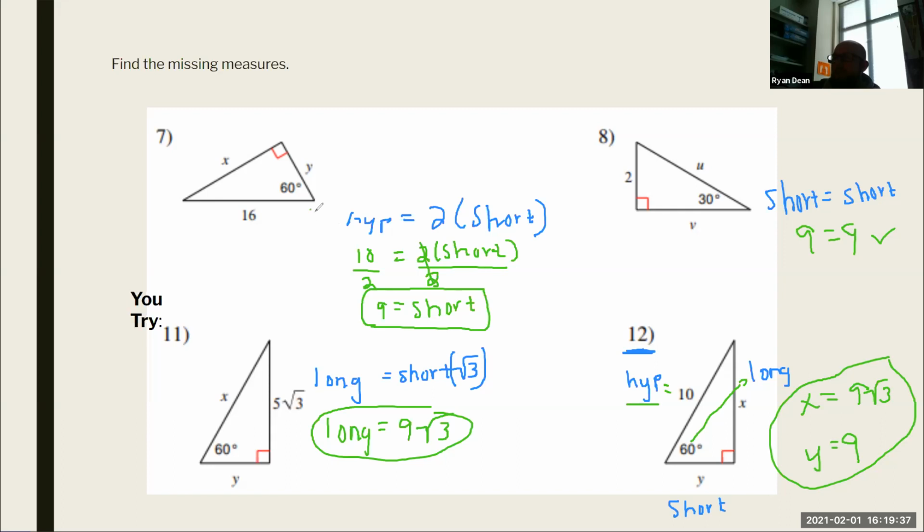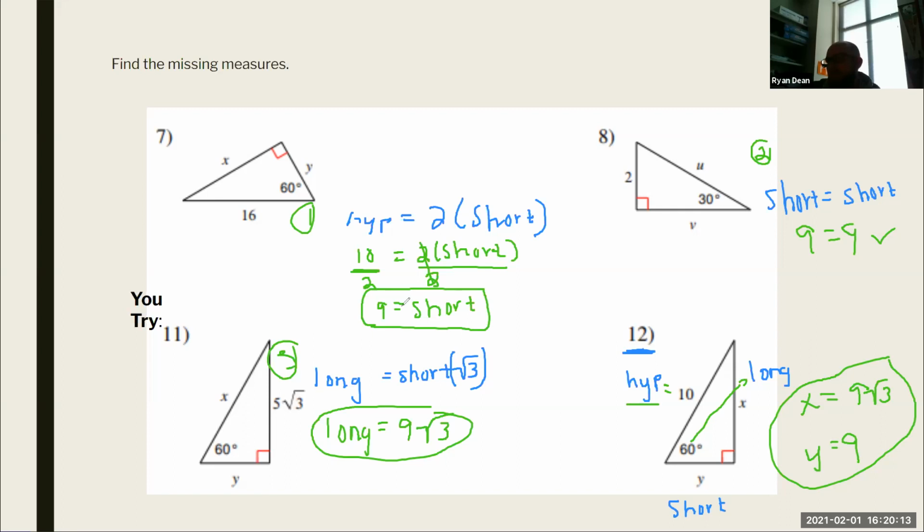Since I knew that the hypotenuse was equal to 10, I started up here, went to the short second, and then lastly, we went to the long. All it did was replace the hypotenuse with 10, because that's what it's equal to. And then my goal was to solve for the short side. So I said 10 equals 2 times the short. Divided everything by 2 to get rid of this. That gave me the short length equal to 5. So that's what y is equal to.